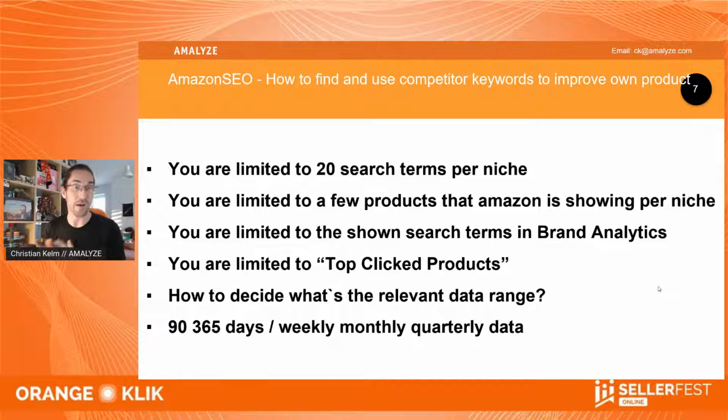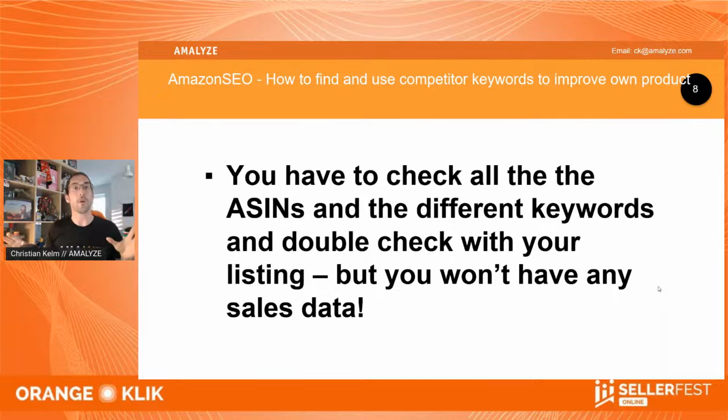And even if you find a specific data to use, what about the real words? What are the relevant words and how do you figure it out? So that's the big problem. To put all of that together, it's really easy. You need to check every ASIN, and you have to find out what are the different keywords they are ranking for, and then you need to double check with your own content all the time.